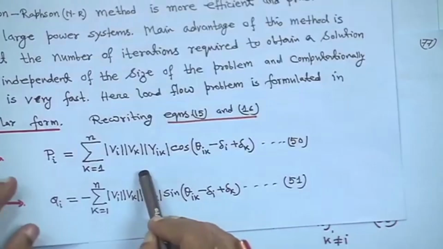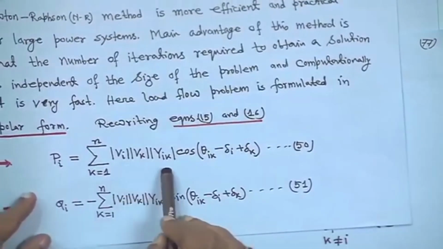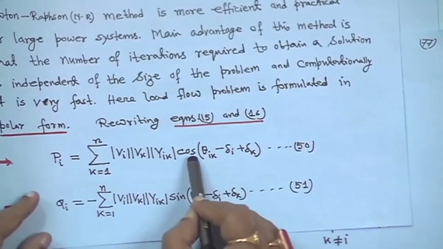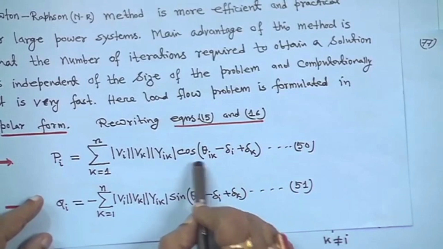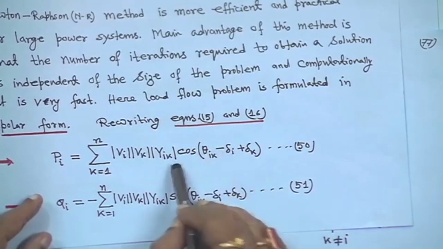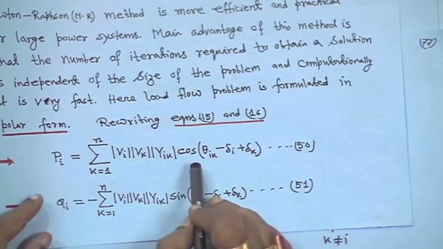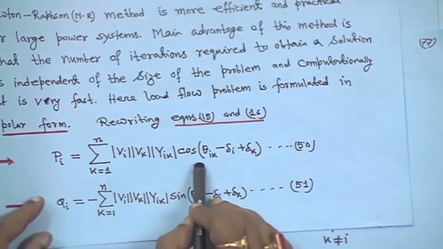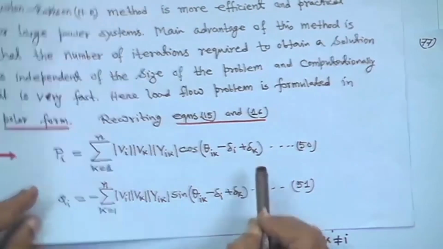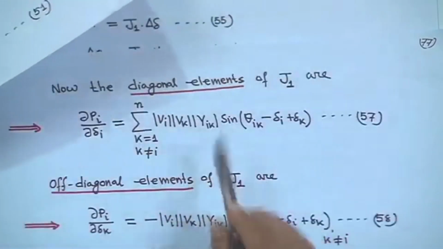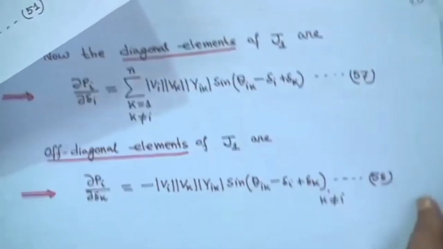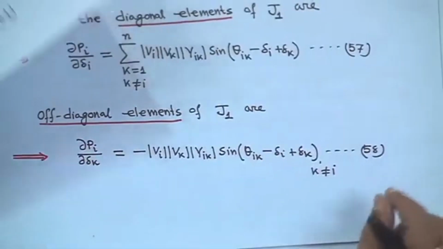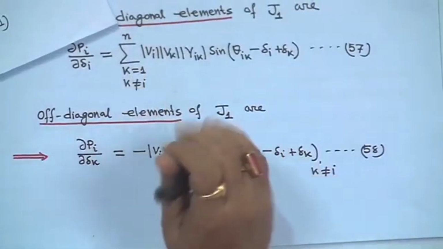If you take the derivative, it will be Vi Vk Yik cosine, and the derivative of cosine gives minus, and with respect to minus delta i, another minus will come out. So, ultimately it will be plus. So, it will be Vi Vk Yik sin of theta ik minus delta i plus delta k, but the summation symbol will be there. Now, the question is why this summation comes, right.